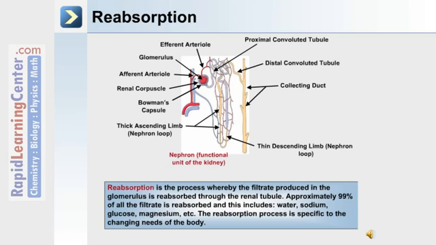Reabsorption in the nephrons. Reabsorption is the process whereby the filtrate produced in the glomerulus is reabsorbed through the renal tubule. Approximately 99% of all the filtrate is reabsorbed, and this includes water, sodium, glucose, and magnesium, for example. The reabsorption process is specific to the changing needs of the body.